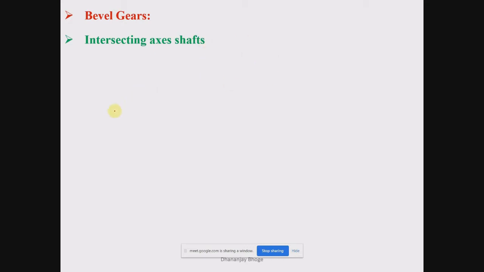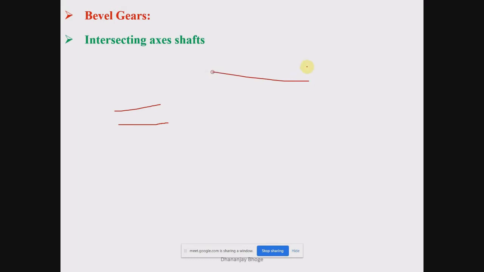We have studied spiral gears, spur gears. Spur gears are used to connect parallel axis shafts. Helical gears are also used to connect parallel axis shafts. Spiral gears कशासाठी वापरतो? नॉन पॅरलल अँड नॉन इंटरसेक्टिंग ॲक्सिस शाफ्ट. बरोबर. Worm and worm gears are used to connect non-parallel and non-intersecting axis shafts where shaft angle is 90 degrees.